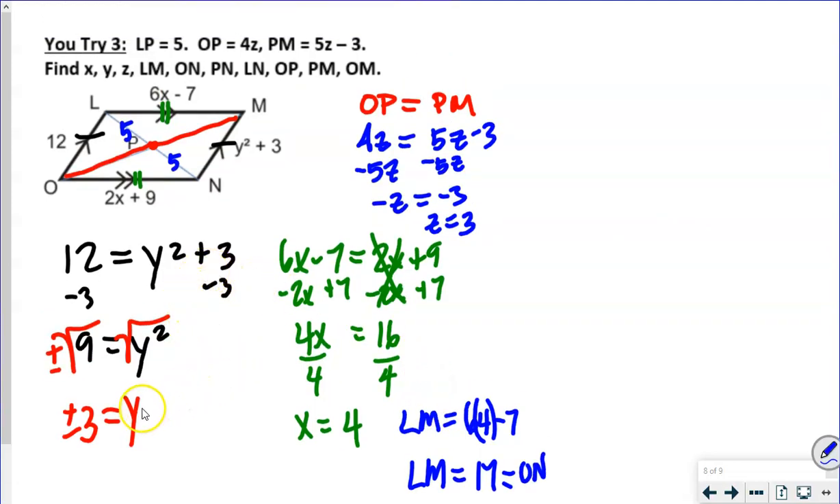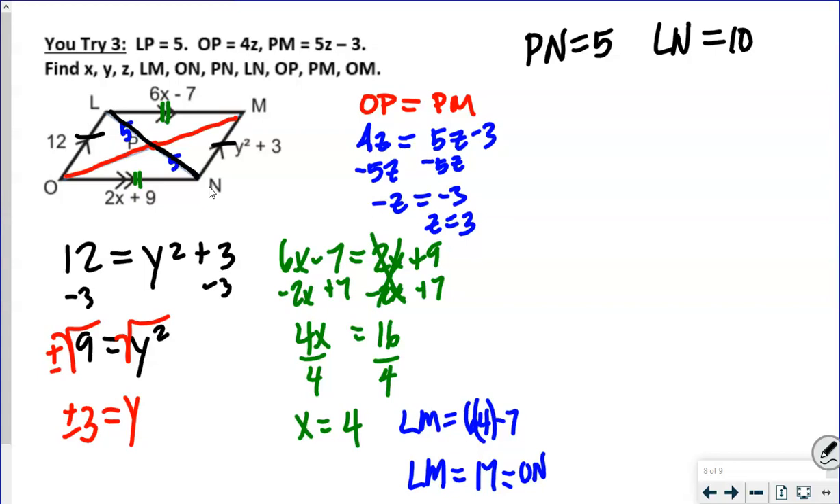Then let's go ahead and put our Y in. Well, we don't have to do that because it didn't ask us about that. Then it asks us about PN. Okay. So we've got PN already labeled, right? So PN is equal to 5. It's right there, PN, see it? And then LN is the whole thing. So LN would be 5 plus 5, which is equal to 10, because that's the whole diagonal, y'all.